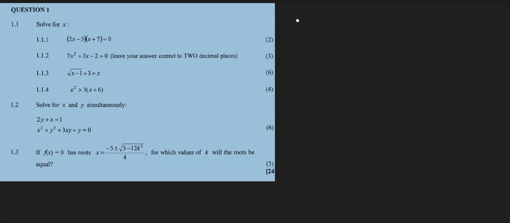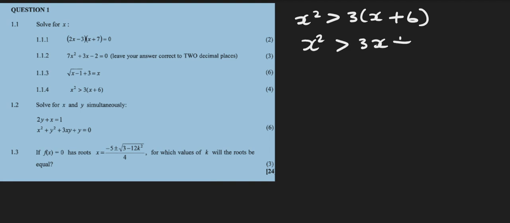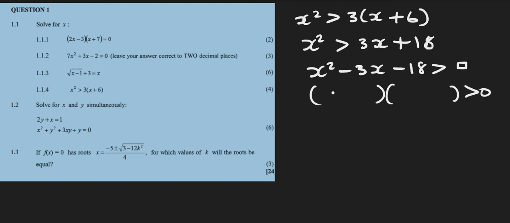Upon solving that inequality, we are going to have x squared greater than 3 into x plus 6, and try to simplify the right. Our x squared is going to be greater than 3x plus 18, and then we are just going to take everything to one side. Our x squared minus 3x minus 18 is going to be greater than 0, and then find the factors for here. Our factors are going to be x minus 6 and x plus 3.